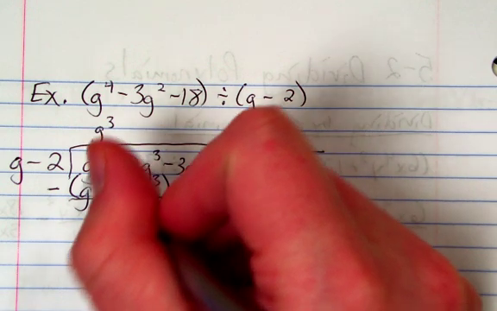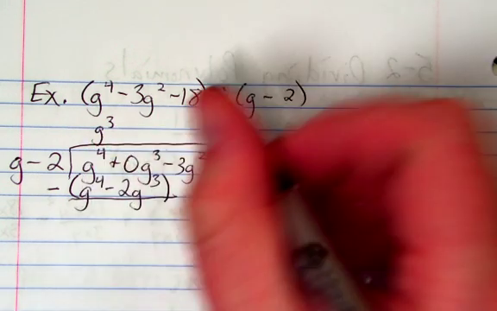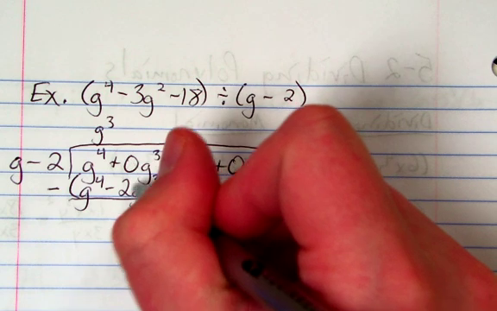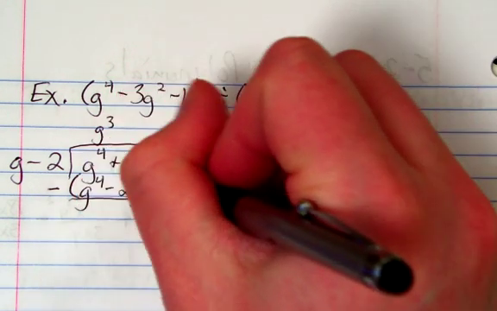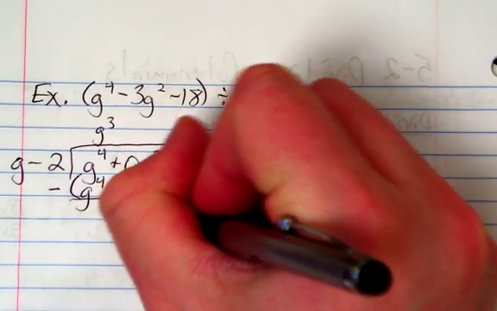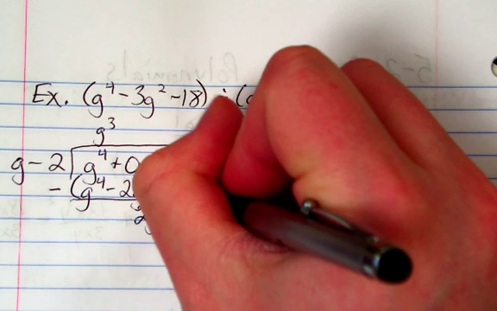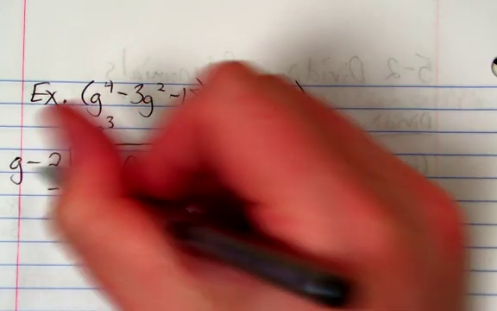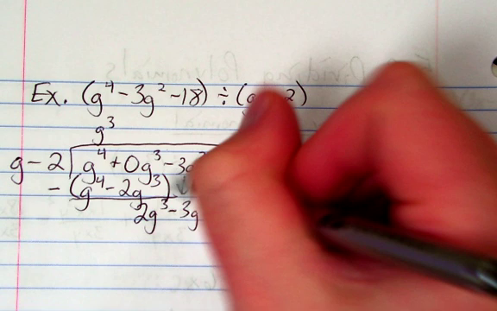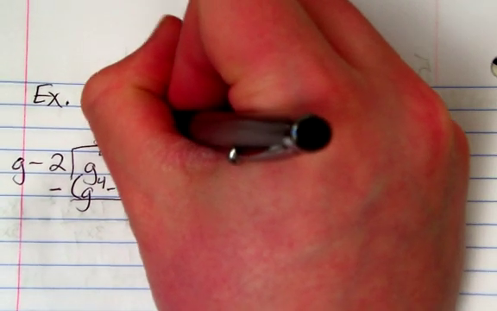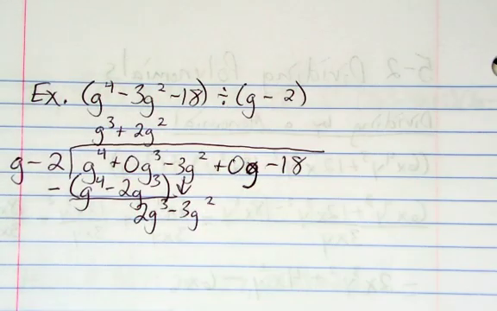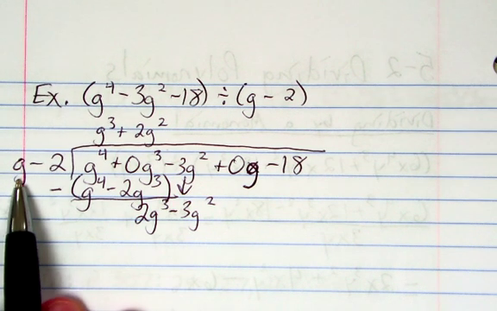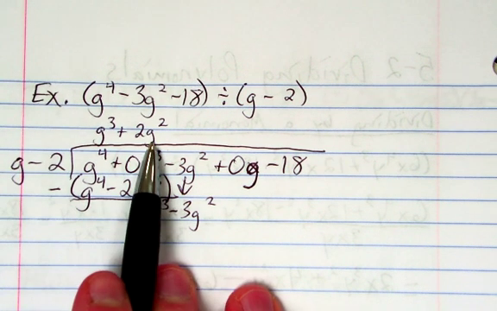G to the fourth obviously will cancel out. That was the whole point. But then I have 0 minus negative, so that means plus. So plus 2g cubed would be positive 2g cubed. Bring down the minus 3g squared. I'm now asking the question g into 2g cubed. And that will be plus 2g squared. If I take 2g cubed divided by g, I get positive 2g squared.